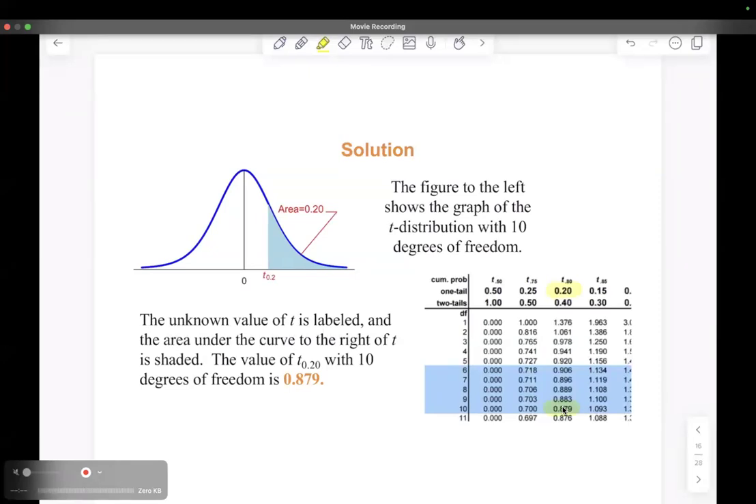So we're looking for the value of t, what that t value is given the area. So these kind of work backwards. You're given the area and you're looking for the t value. These work backwards of the z tables. So my t value, t sub alpha, is 0.879. So we are 0.879 standard deviations above whatever that mean is. Questions?